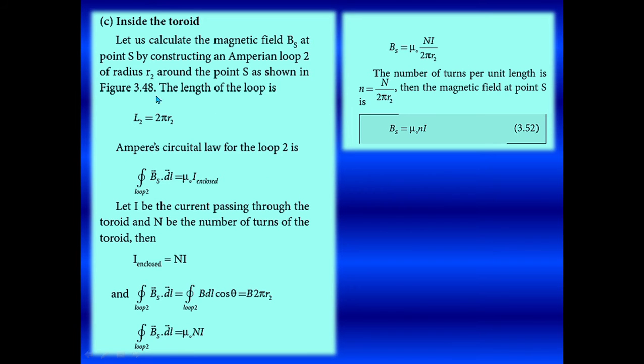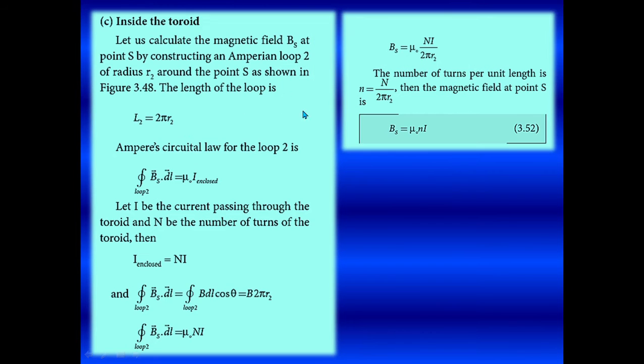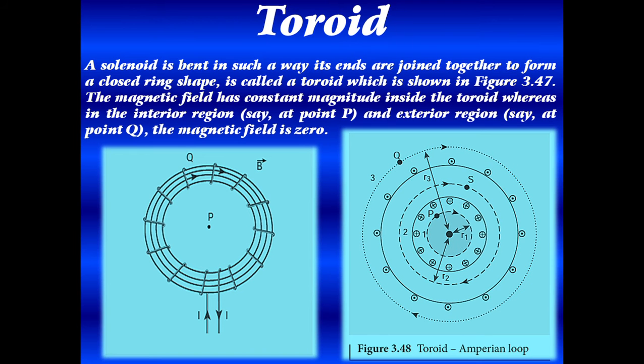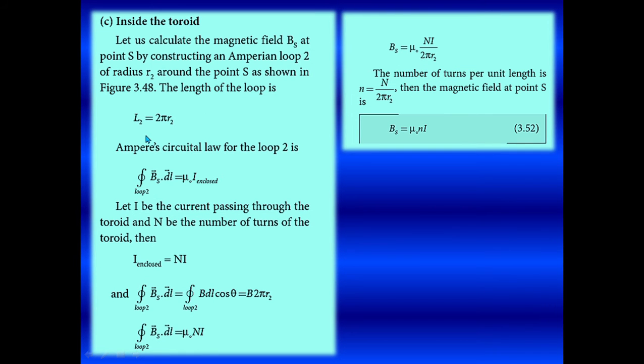The last point is inside the toroid. Inside the toroid, consider the point S. Let us calculate the magnetic field BS at the point S by constructing an Amperian loop 2. This is the Amperian loop 2. The radius of this Amperian loop is R2. So L2 is equal to 2 pi R2. Ampere's circuital law for loop 2 is the line integral over loop 2 of BS vector dot dl vector is equal to mu naught I enclosed.